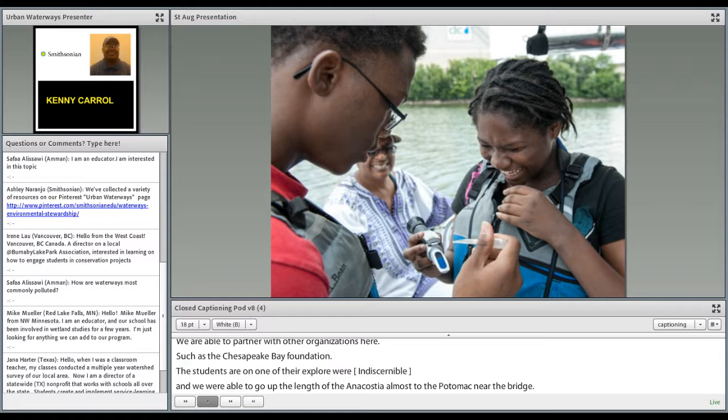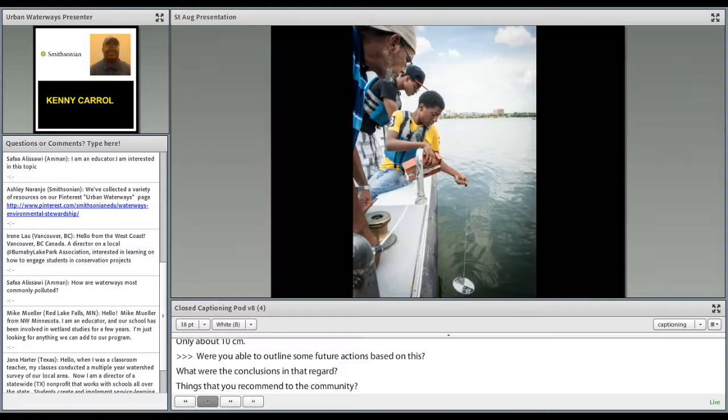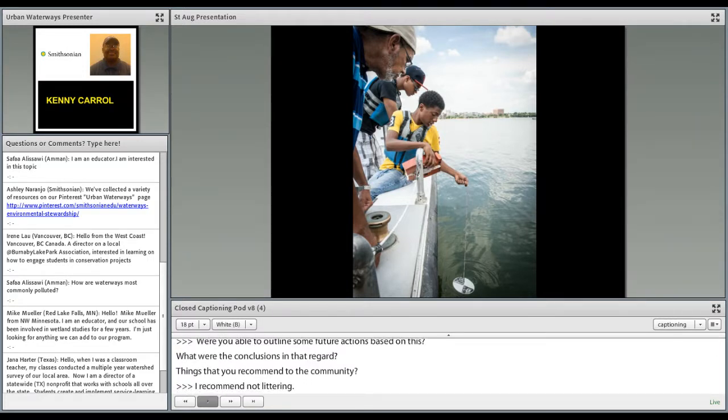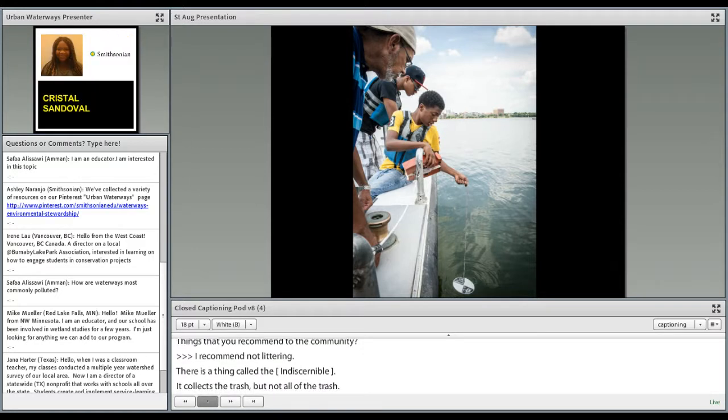Wow. And were you able to outline some kind of future actions based on this? What were the conclusions in that regard? Things that you might do personally, or things that you recommended to the... It collects the trash, but it doesn't collect all the trash throughout the whole process. So the toxins that are in the plastics and the trash seep into the water, and that would be one of the things that people should not do if they want to help the Anacostia River, and of course spread the word. Yeah. Interesting.